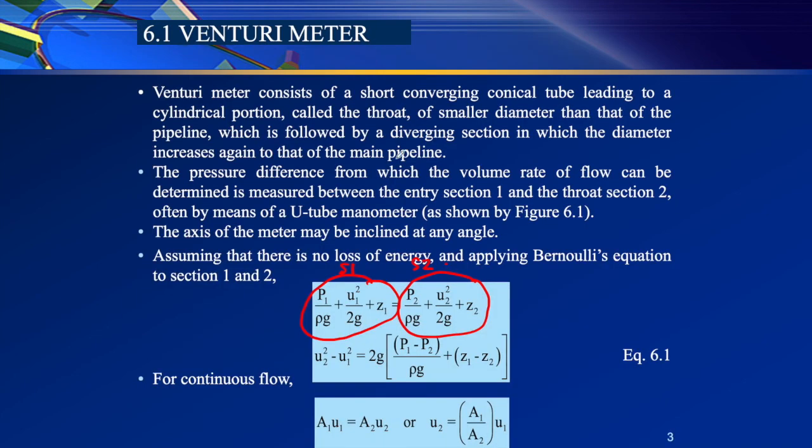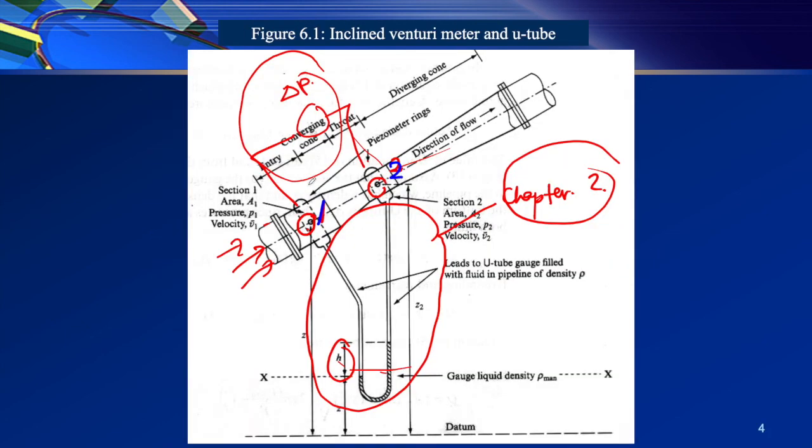Now what we have to do is check this Bernoulli's equation. What about P1 and P2? We do have P1 and P2 because there is a pressure difference between section 1 and section 2. As we can see here in the manometer, there is movement of the gauge liquid, the manometric fluid. There is an increase in the H. Therefore there is a difference in pressure between point 1 and point 2.